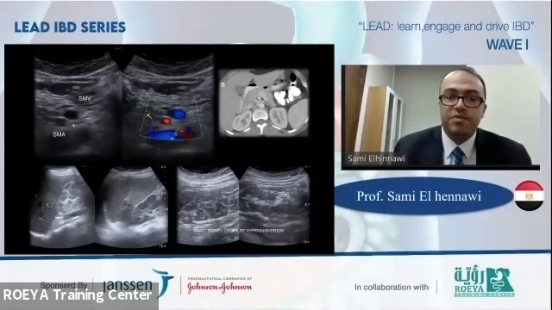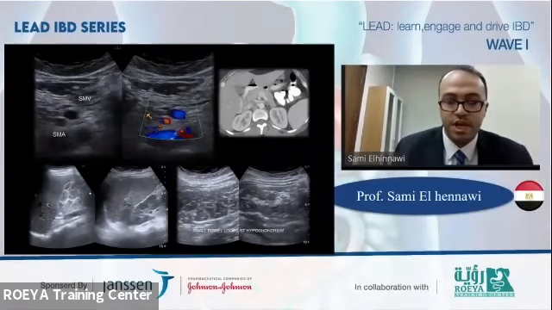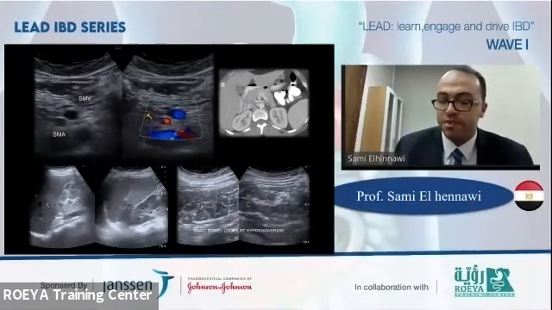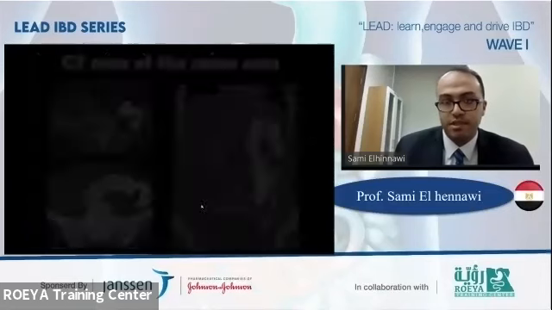Here is a case of mid-gut malrotation. The superior mesenteric vein is located anterior to the left of the superior mesenteric artery. And here is the image of the liver, and the small bowel loops are located to the right side of the abdomen, which is abnormally located.